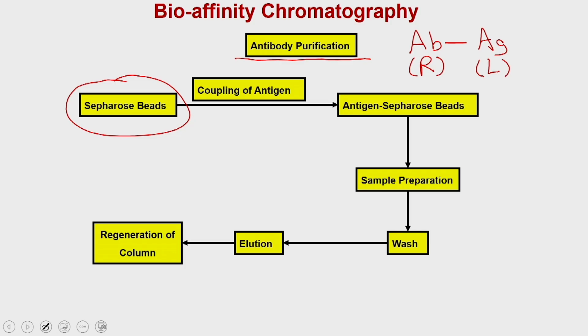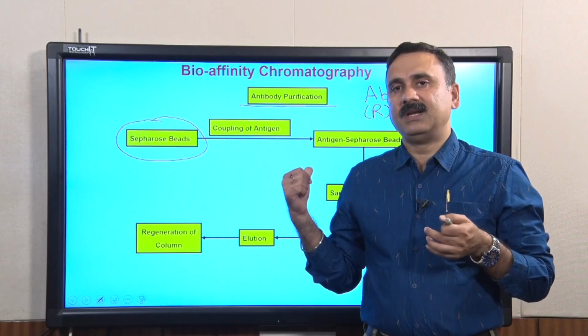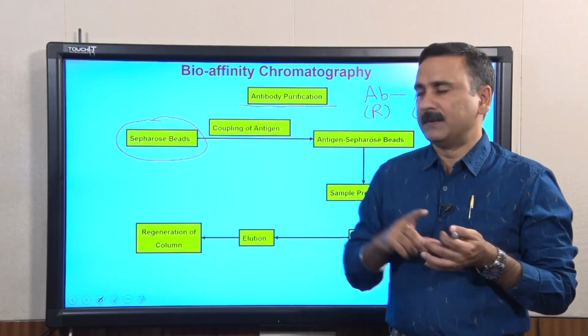So, if you would like to purify the antibodies, you have to first prepare an affinity column, so that you will be able to bind the antibodies which are present in the serum. If you remember, in a previous lecture we discussed how you can generate the antibodies in rabbit or mouse. Now we are going to discuss how you can purify the antibodies against the antigen which you are going to use.